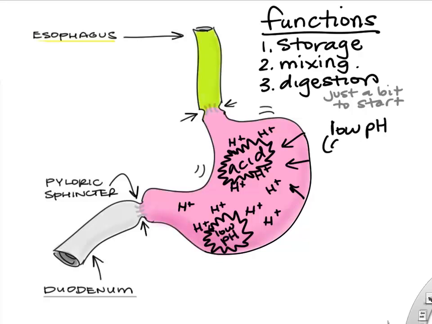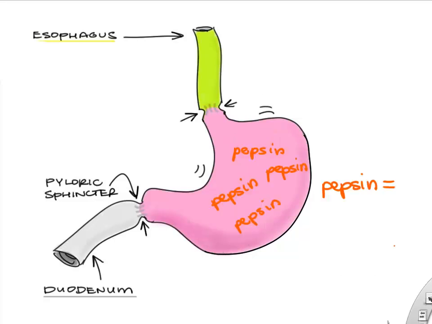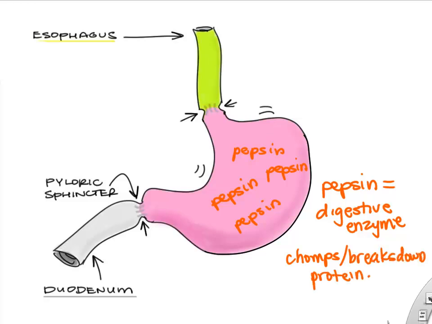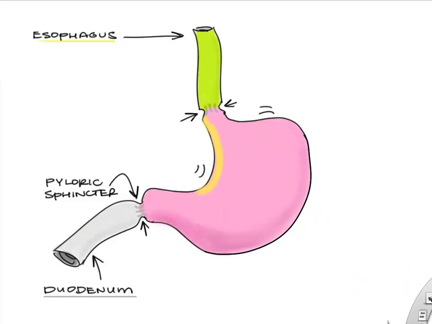So by making the lumen of the stomach very acidic with a low pH, that will help digest the food. It really denatures or unfolds the food, especially proteins. The stomach cells also secrete a digestive enzyme, which is really just a protein that can chew up and break apart proteins, and that digestive enzyme is called pepsin. But pepsin and acidity really aren't super important overall to digestion, so the stomach really is important as a storage pouch, though.